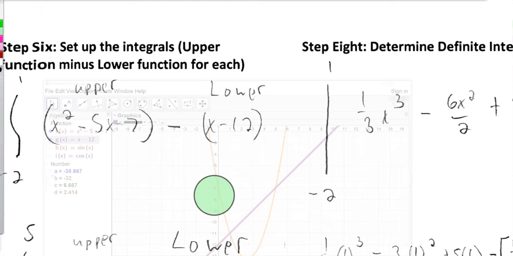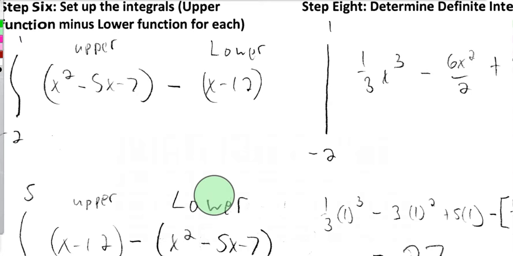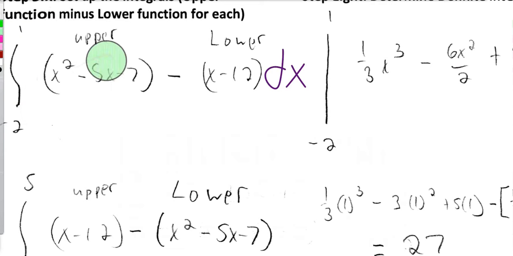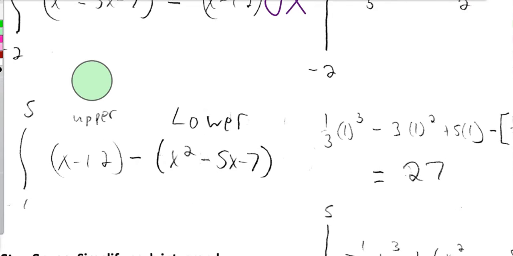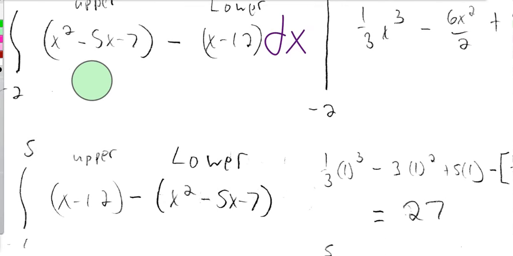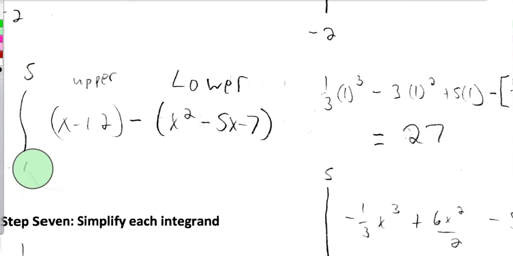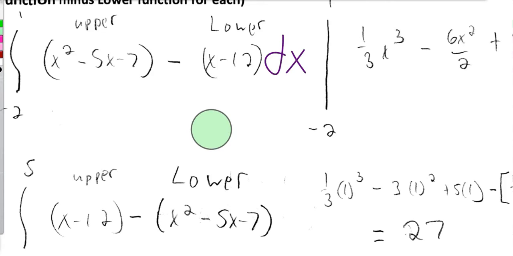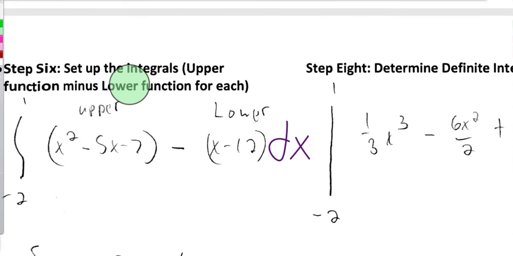Okay, so again, this is a different set of steps than what we learned before, but I think it's important so that you understand conceptually what's going on here. All right, so from -2 to 1, I'm going to do f minus g, and I will end up with a different formula than when I do g minus f for my second interval. So this one's g minus f. So that's step 6, setting up your integrals.